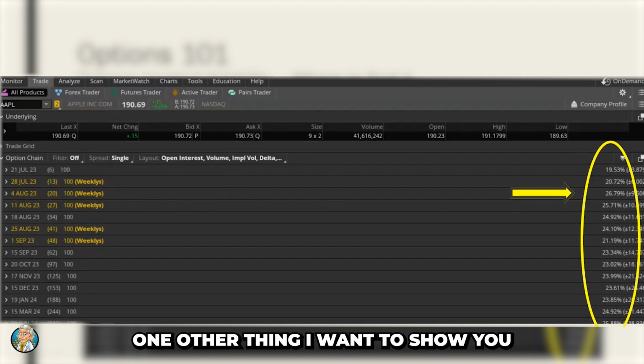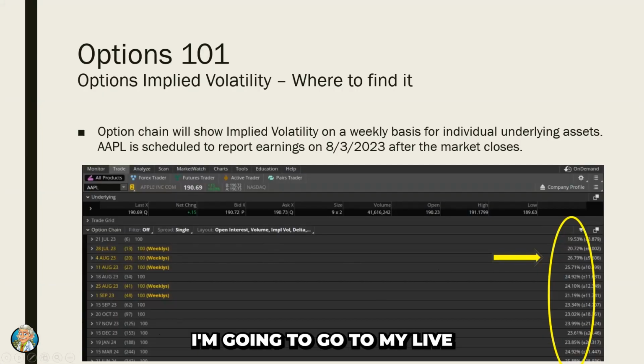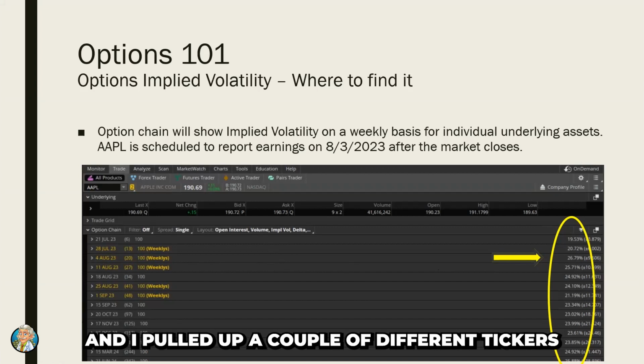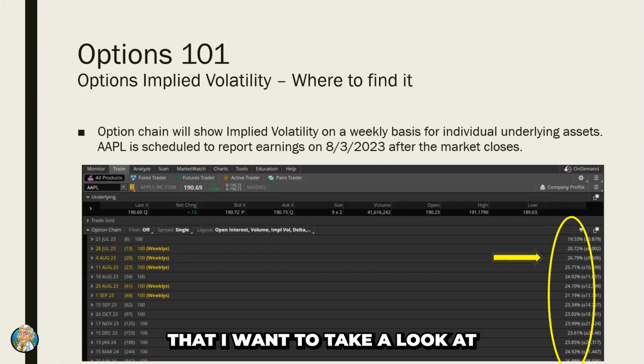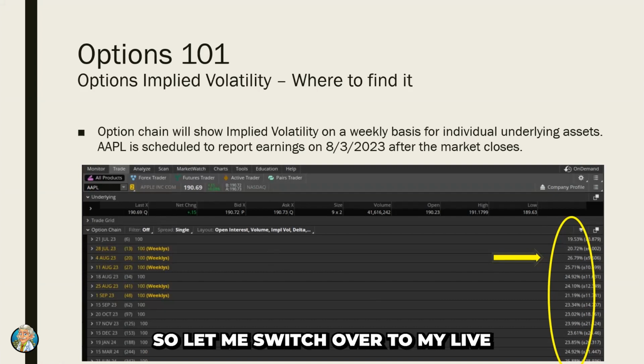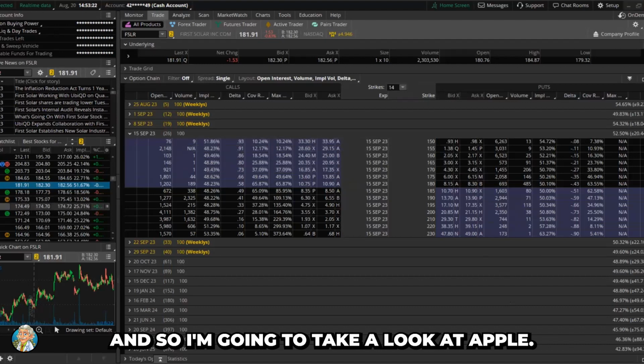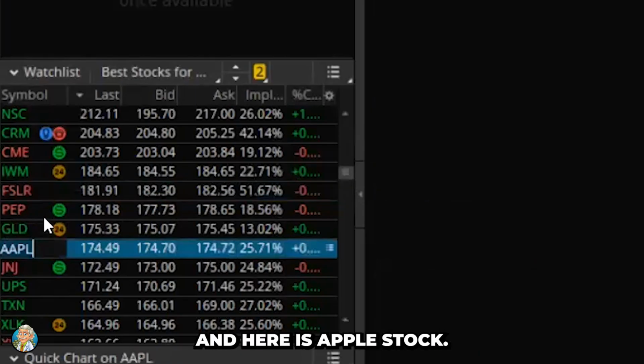One other thing I want to show you is the difference between two different products. I'm going to go to my live trading application here, and I pulled up a couple of different tickers that I want to take a look at and look at the implied volatility of those. So let me switch over to my live thinkorswim here. There we go. And so I'm going to take a look at Apple. I've got a stock list over here, and here's Apple stock.